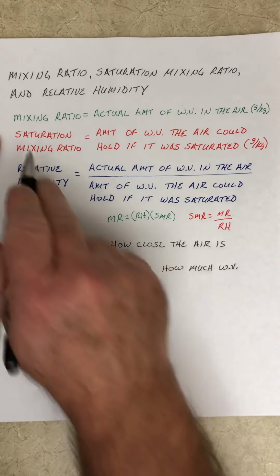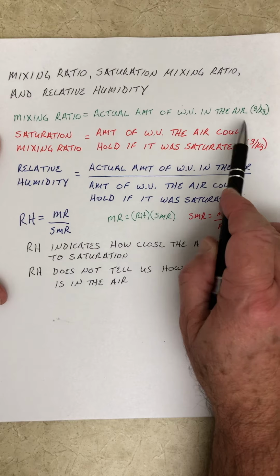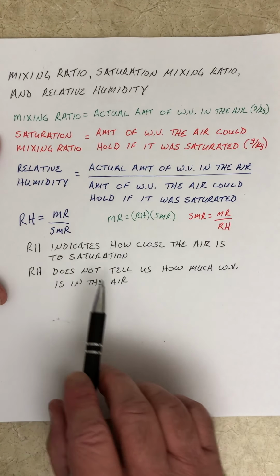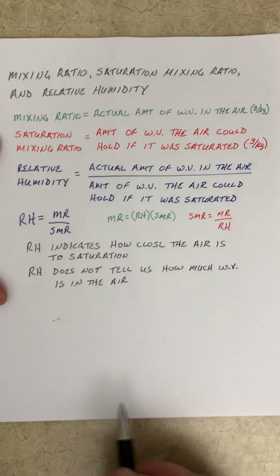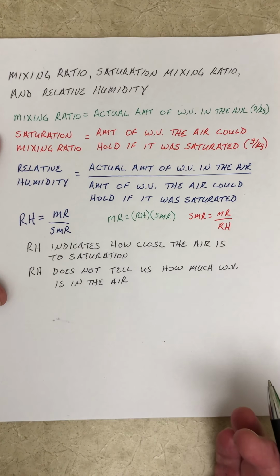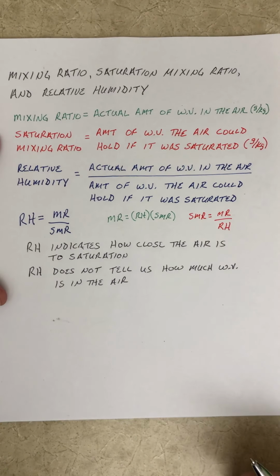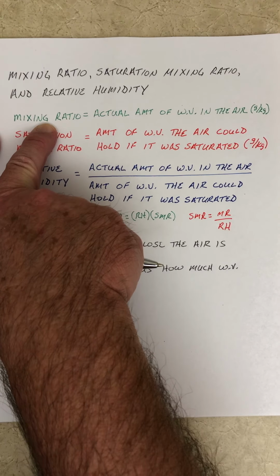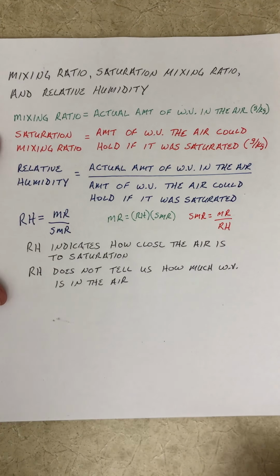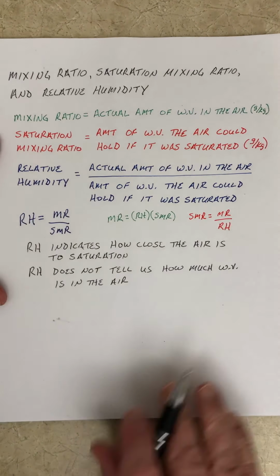That's the job of the mixing ratio. The mixing ratio tells us how much water vapor is actually in the air. The relative humidity tells us how close the air is to saturation. So they both have their purpose. They're both good in some ways, and they're both inadequate in other ways. It all depends what you want to know. If you want to know how much water vapor is actually in the air, you don't use relative humidity. You want the mixing ratio. If you want to know how close the air is to saturation, you do not use the mixing ratio. You use the relative humidity.